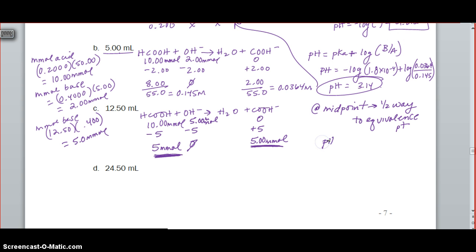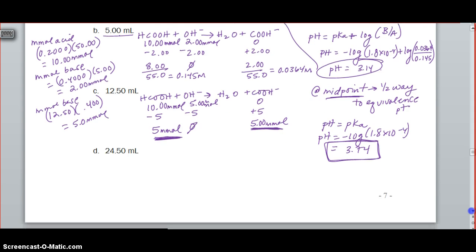Now, if you forget that, it's not the end of the world, right? But that will always be true anytime you're at the midpoint, so you've neutralized half of your acid or your base, then pH will be equal to the pKa. So pH is negative log of 1.8 times 10 to the negative 4, and so we get a pH of 3.74. So again, stop and ask yourself, does that make sense? We added some base, the pH climbed from 3.14 to 3.74. So we're in good shape there.